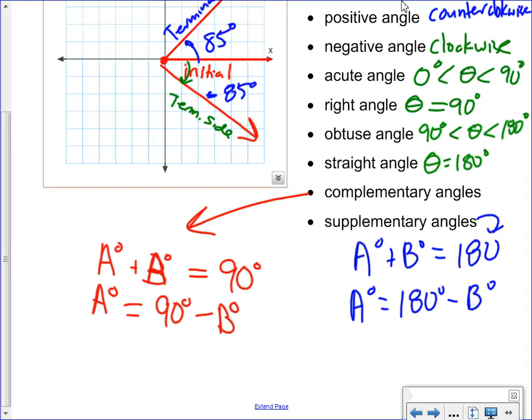Isn't trig fun? I love it. P.S. I only have a few blue sheets, so first come, first served.